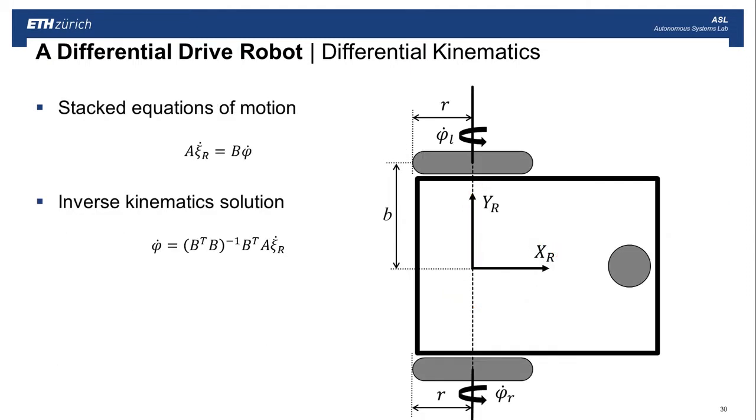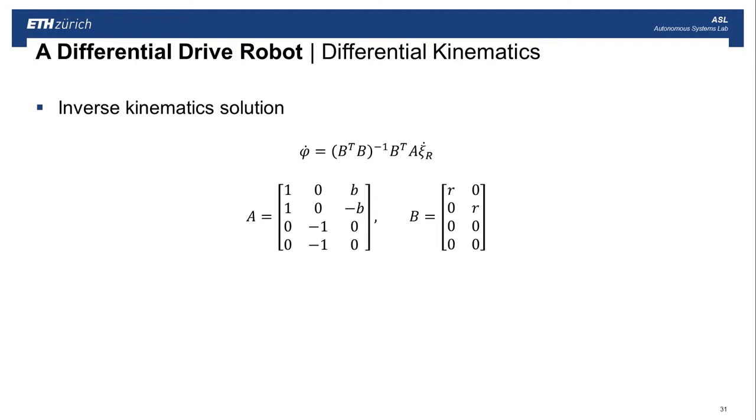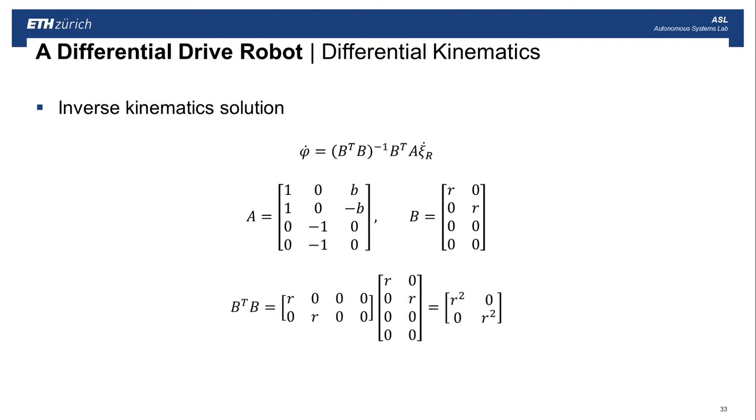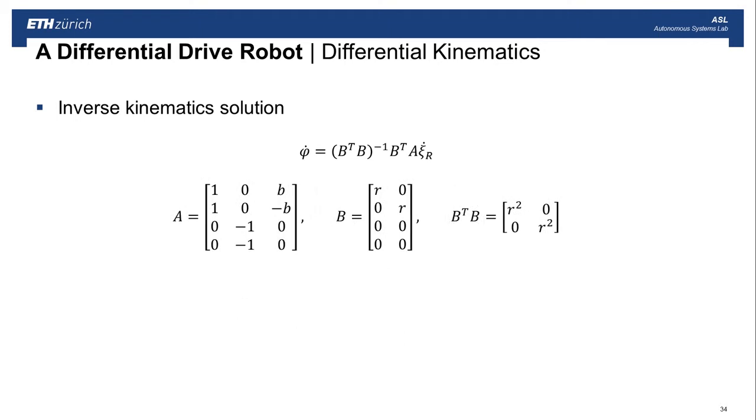We can continue this by looking at the inverse kinematic solution. So the last time we solved for xi dot, this time we're going to solve for phi dot, and you essentially use the same pseudo-inverse solution here. So again, I'll start with what we know, A and B. I'll compute B transpose B, which is a really simple multiplication where you just get R squared along the diagonal. I'll put that in my intermediate results.